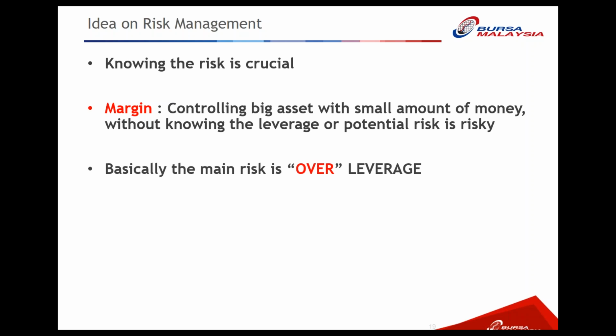Basically, the main risk is always over leverage, or in more layman terms, over trading. So try to trade with minimum leverage if possible. What's the minimum leverage? How do you reduce your leverage? You have to come up with some idea of how to reduce your leverage, and at the same time reduce the risk as well. For example, instead of putting 4,000 to trade one contract of FKLI, you could put 10,000 or 20,000 to trade one contract of FKLI.